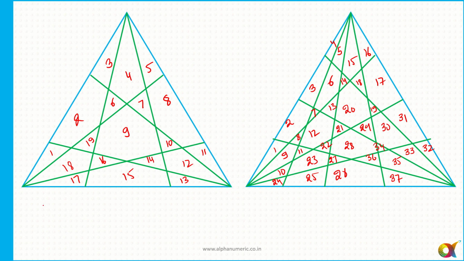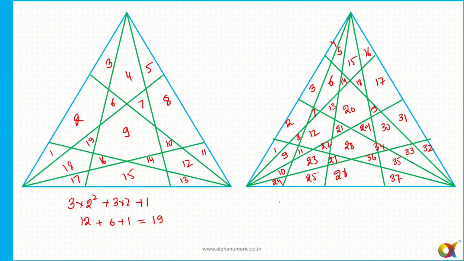And that general formula is this. In the first figure, I have drawn two lines. So I can say this is 3 into 2 square plus 3 into 2 plus 1. What is this value? This is 12 plus 6 plus 1, which is equal to 19.